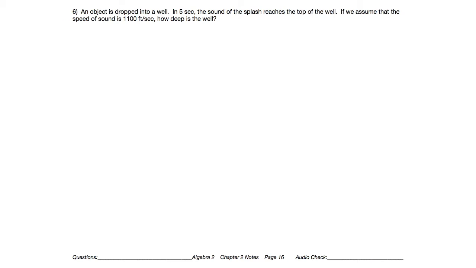Problem number 6. An object is dropped into a well. In 5 seconds, the sound of the splash reaches the top of the well. If we assume that the speed of sound is 1,100 feet per second, how deep is the well?